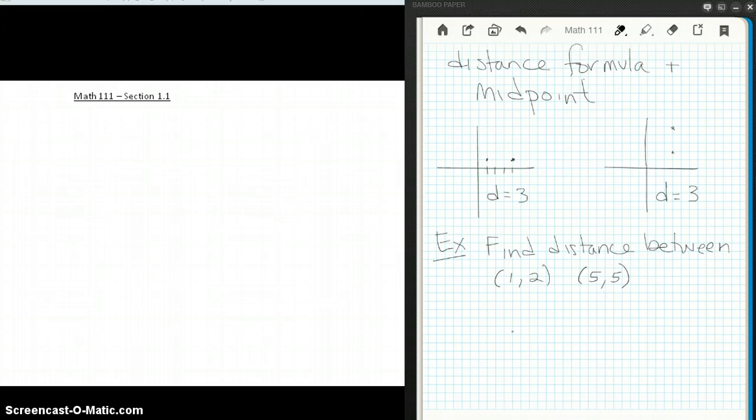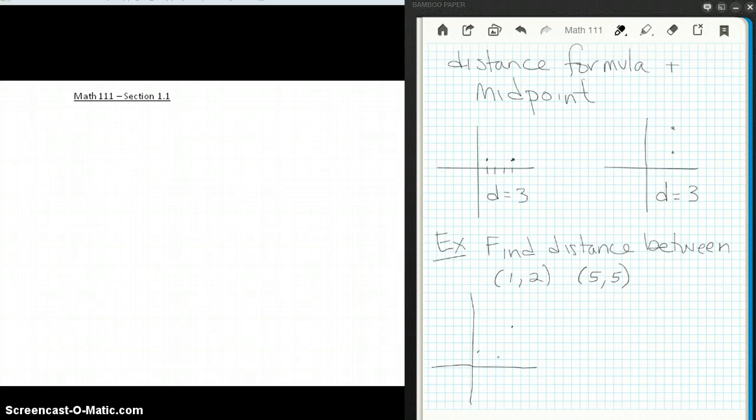Let's plot these points. In the last video, remember we said that plot meant locate them in the xy plane. I'm going to try my best to make these really straight lines. Let's locate the first one. I go over 1 and up 2, so that point would be here. Then the next point is over 5, up 5, here.